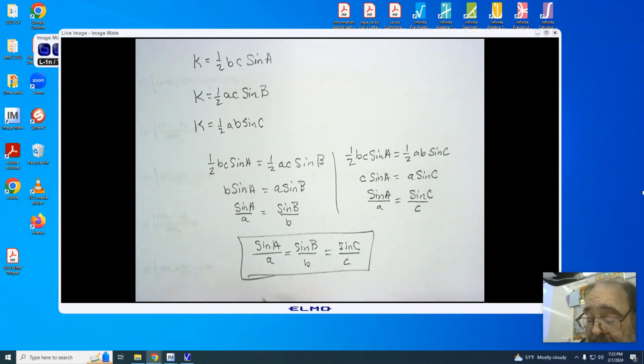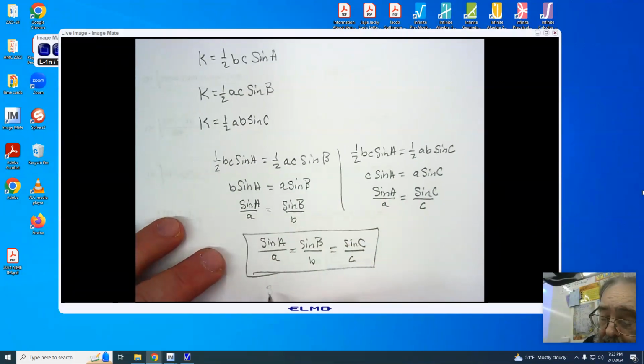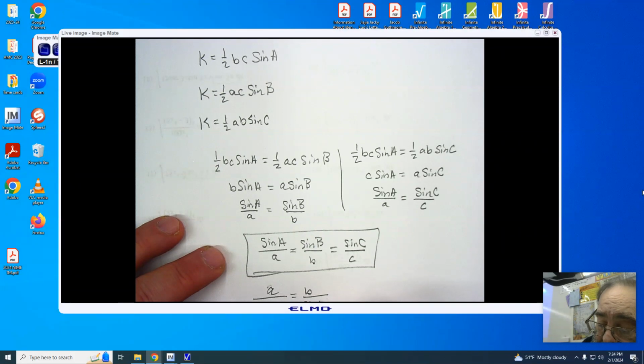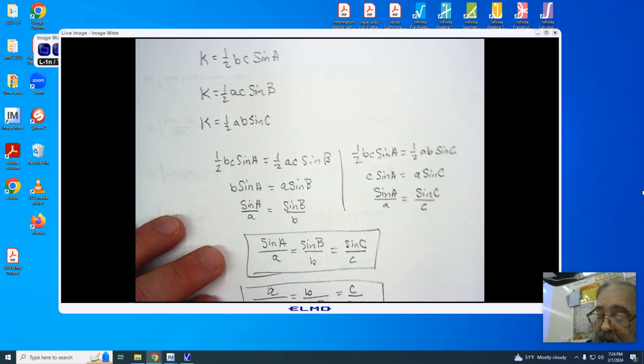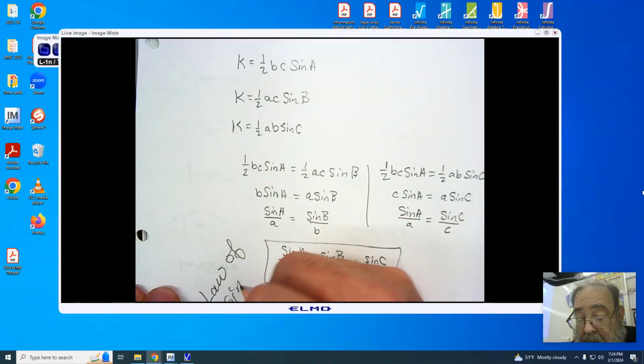Please remember that we can take reciprocals, and therefore we could also use A divided by the sine of A is equal to B divided by the sine of B is equal to C divided by the sine of C. Both of these constitute the law of sines.